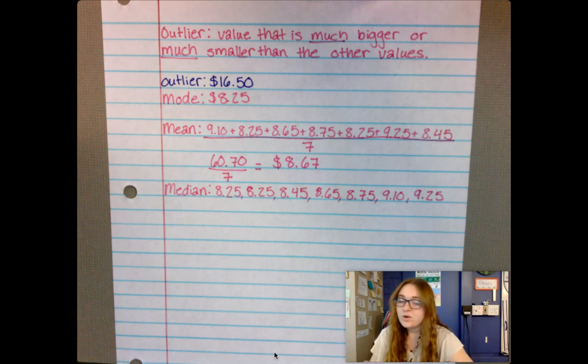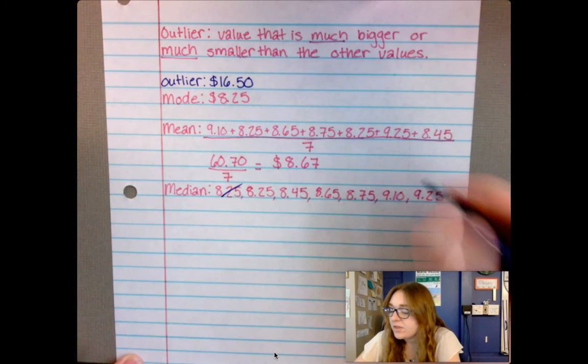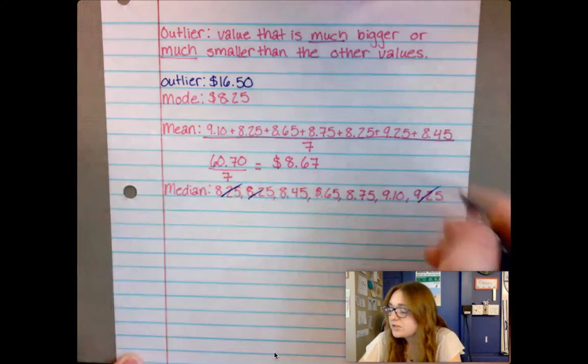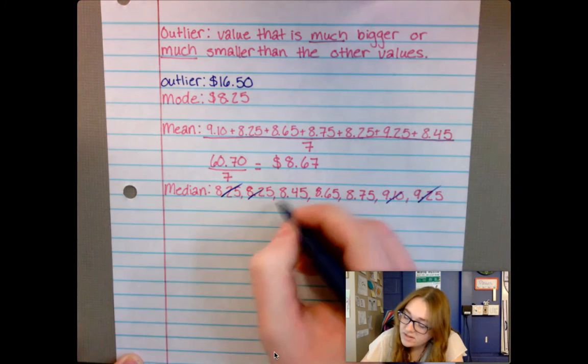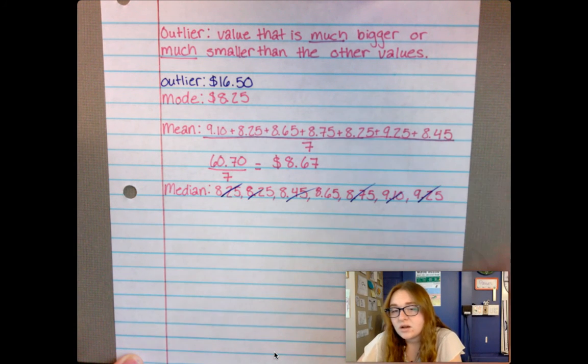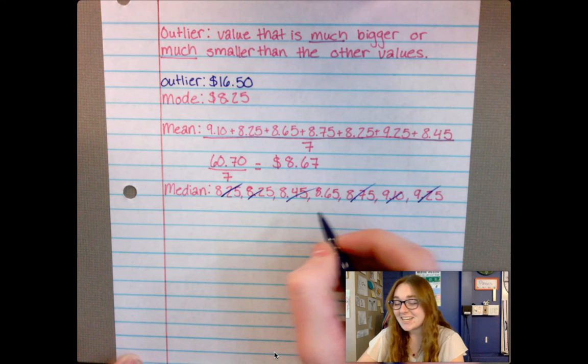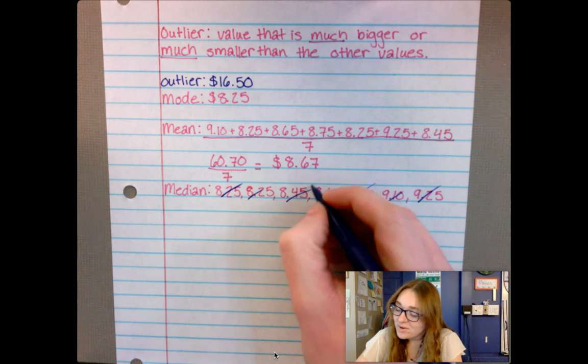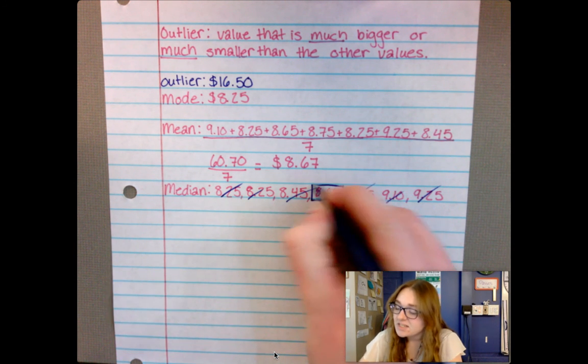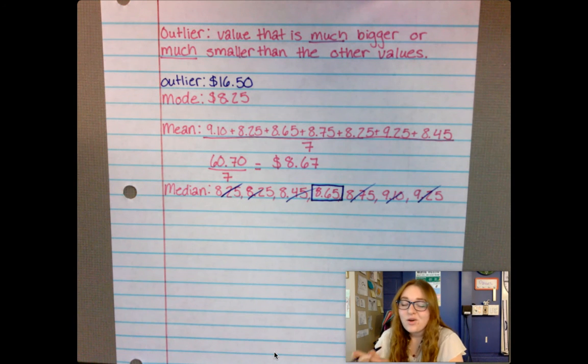And to find our median, we cross out our smallest value, then our largest value, then our next smallest value, and our next largest value, our next smallest value, and our next largest value. And this is what I was talking about when our data is nice and we are left with just one number. So our median here is $8.65, which I think is a much better representation of the data. So we can tell anybody looking to work at an amusement park that you will make around $8.65 or 67 cents. Okay?